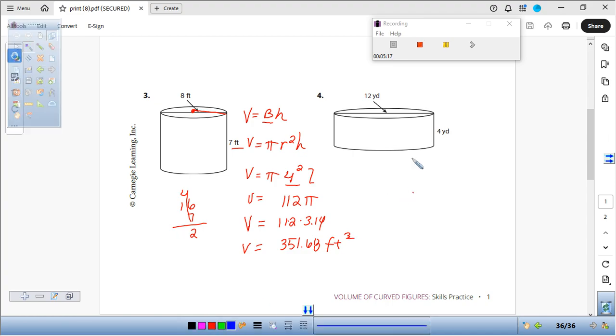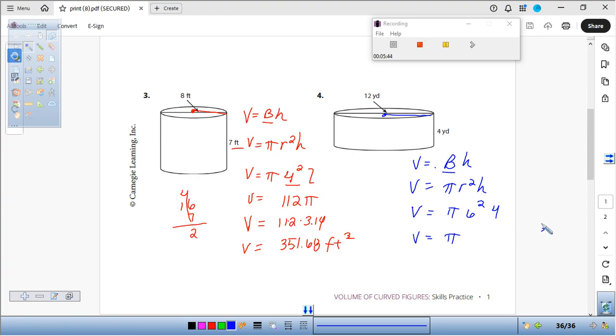Next thing over here, let's try this one. We're going to go volume, same formula, same everything. It's big B times H. Big B means area of the base. So that's how to get the area of the base of a cylinder: pi radius squared times your height. Volume is equal to pi. Radius will be from here to here. 6 squared times your height of 4. Volume is equal to pi, 36 times 4.